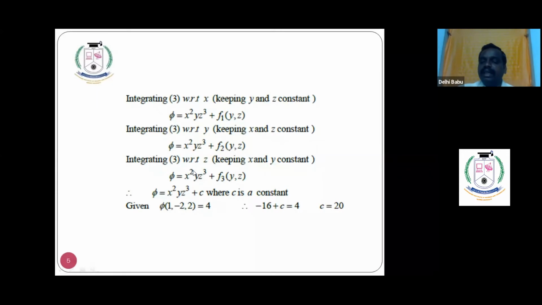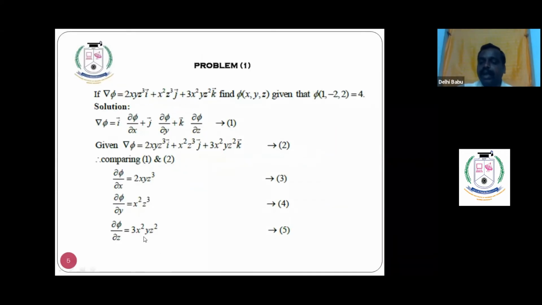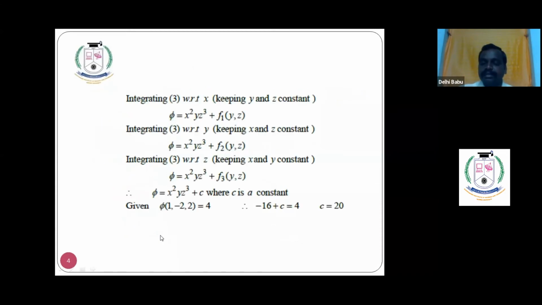And the next one, integrating with respect to z, the last one. So 3x square y z square. This is dou phi by dou z. I am integrating with respect to z. Then 3x square y, the entire thing is constant. The integration of z square is z cube by 3, and the 3 gets cancelled. We get x square y z cube, the same thing.